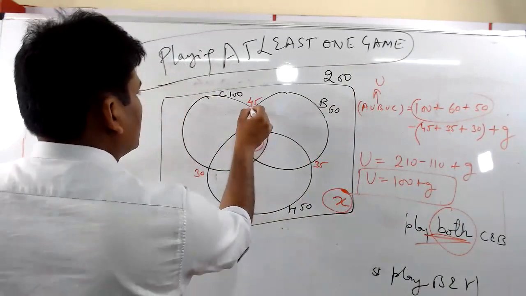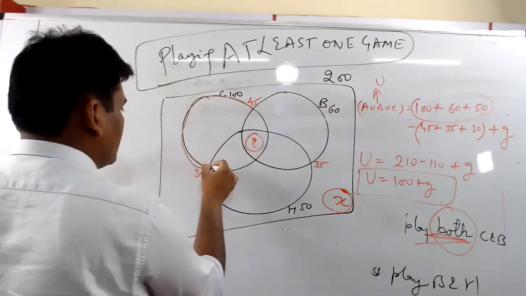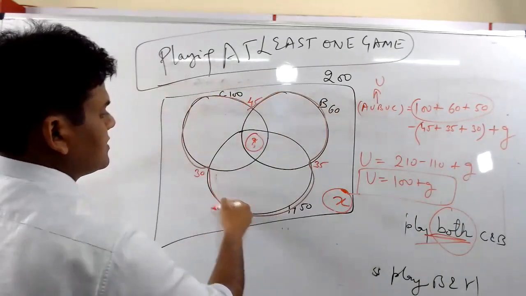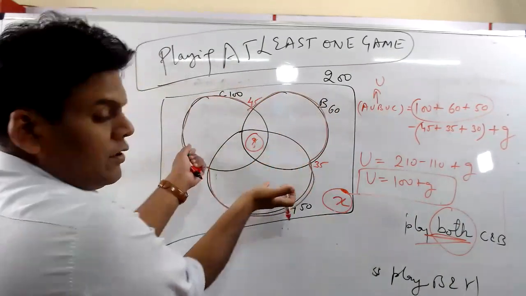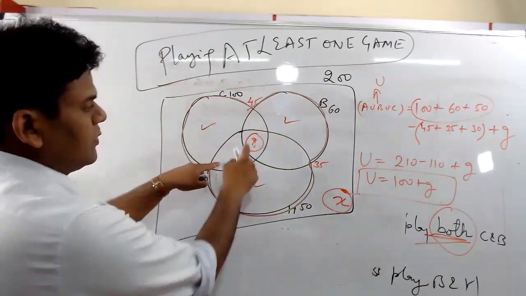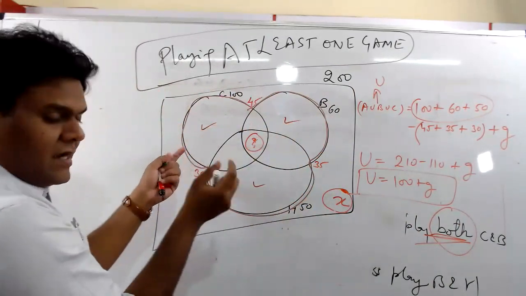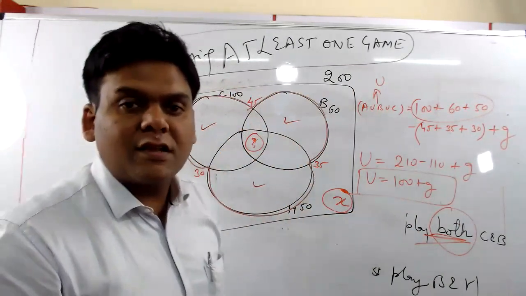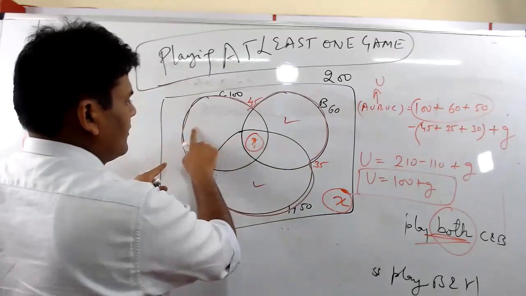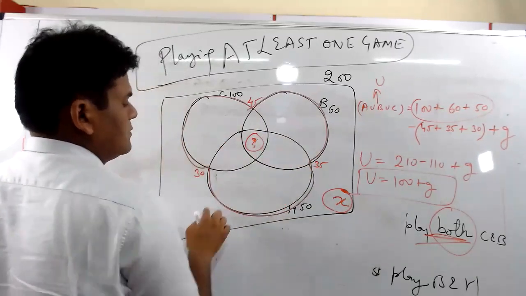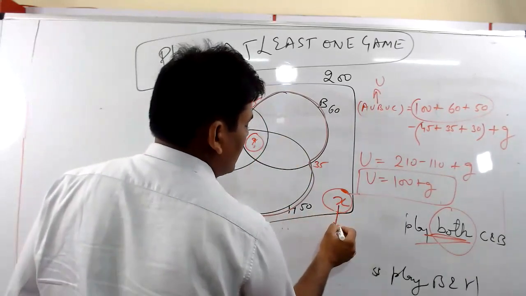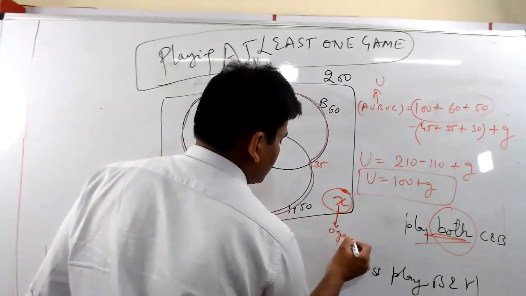What is U? This is union, right? This is U. Those who are playing one or the other game, either they are playing one game, or they are playing two games, or they are playing three. At least one, कम से कम एक game खेलते हों. या तो एक खेल रहे होंगे, या दो, या तीन. Right? So X are those who are not playing any game. So that means zero game वाले.